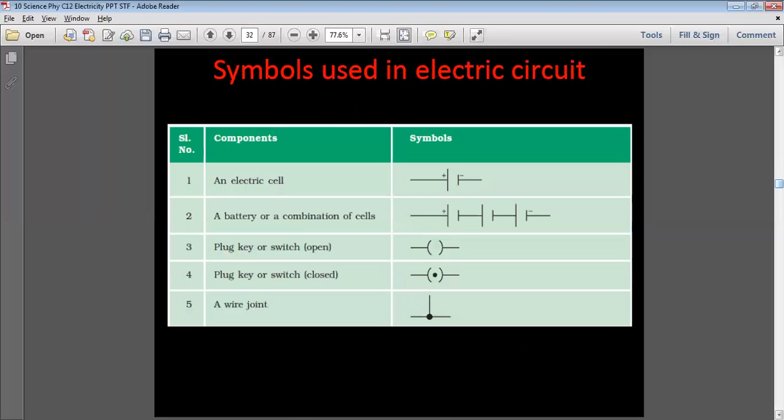What are the symbols used for the electric circuit? One is the electric cell. This is the symbol. And a battery, positive negative. It is arranged in the circuit as positive negative, positive negative, positive negative. Plug key, switch is open: there is no dot inside. Plug key, switch is closed: the dot is inside. And this is a wire joint.